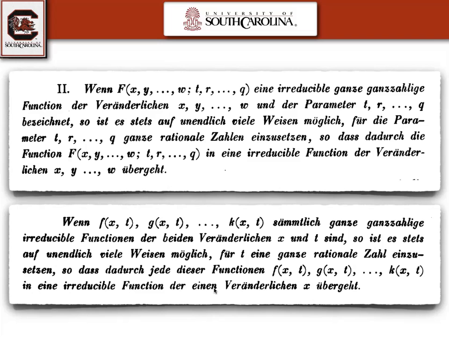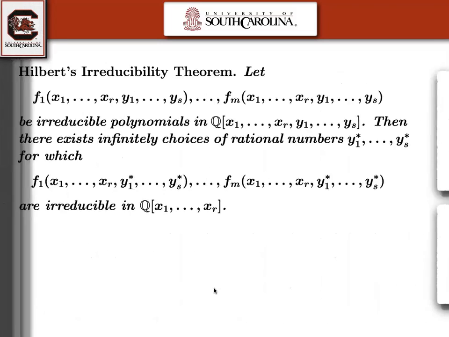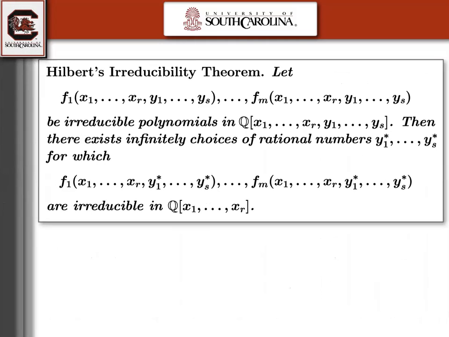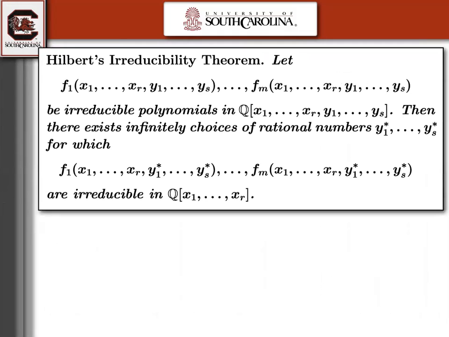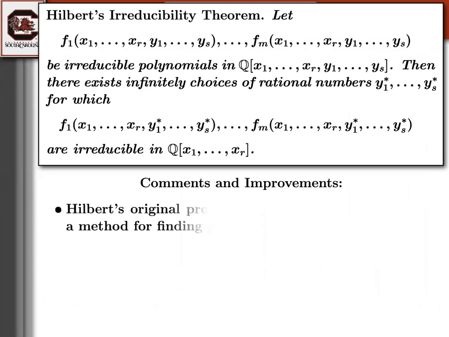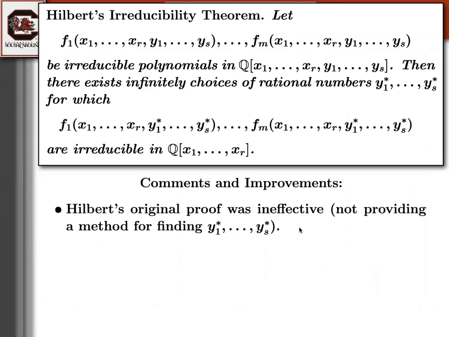So those were variations of his irreducibility theorem that he wrote down. So I may want to concentrate on this rather than the Galois group question, which I will come back to in a little bit. So comments and improvements on this. Hilbert's original proof was ineffective. He didn't say how to find these rational numbers y, just that they existed.